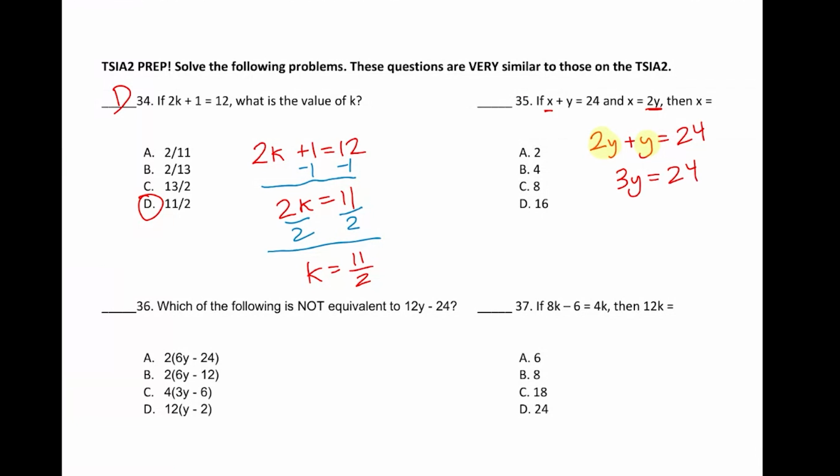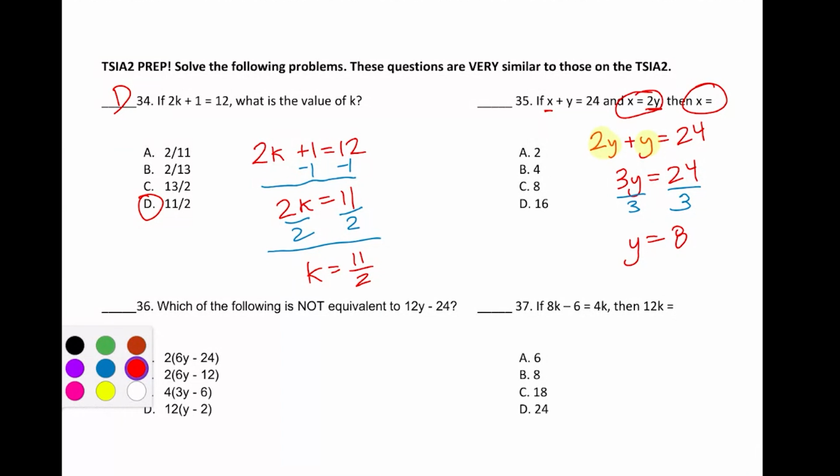3y is 24. And then if I divide both sides by 3, I get y equals 8. Now be careful here. 8 is not going to be our answer. You might be tempted to throw in that 8, but 8 is y, and this question is looking for x. So if x is 2 times y and y is 8, that means x has got to be 2 times that, and therefore is 16.